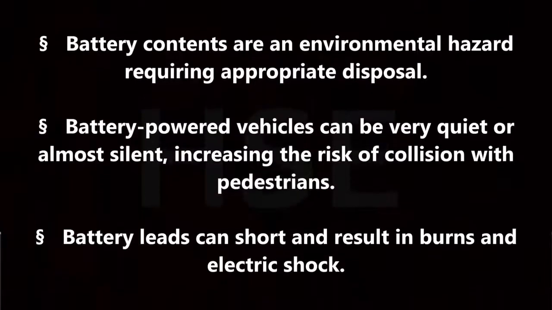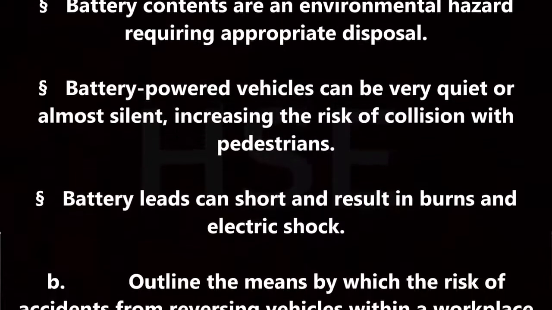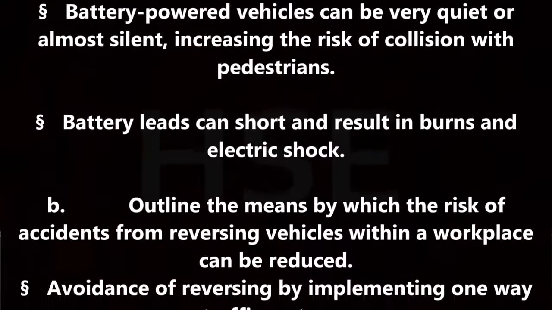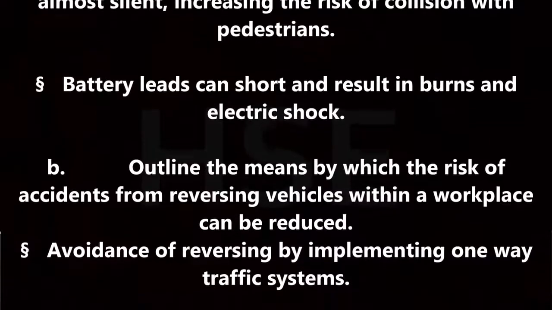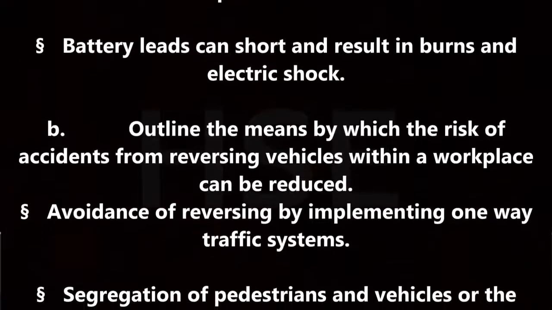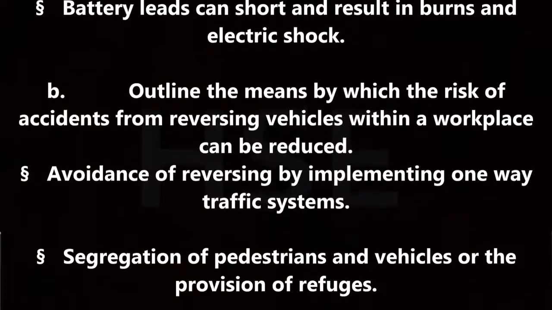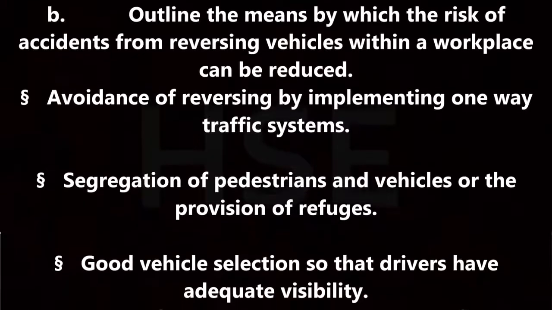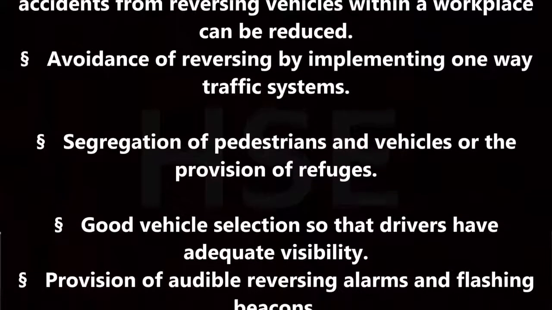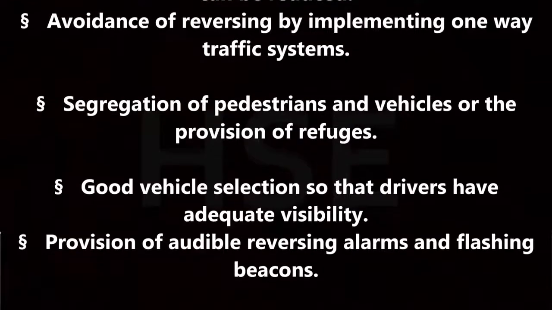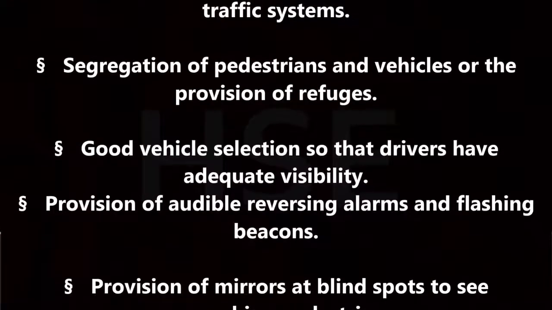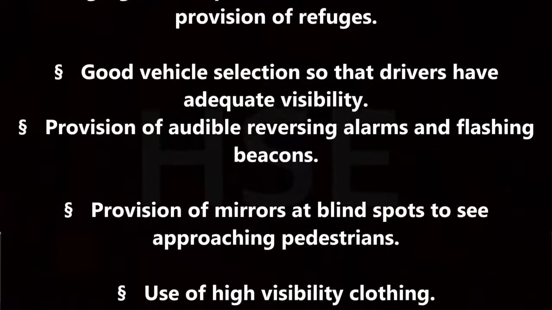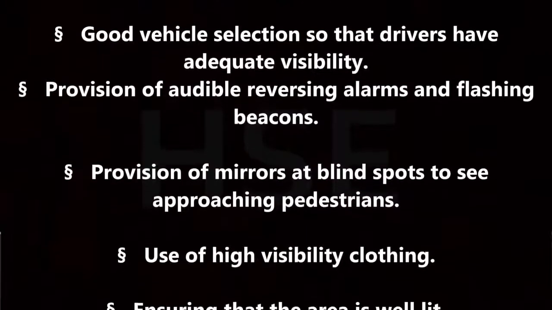B. Outline the means by which the risk of accidents from reversing vehicles within a workplace can be reduced. Page number 248. Avoidance of reversing by implementing one-way traffic systems. Segregation of pedestrians and vehicles or the provision of refuges. Good vehicle selection so that drivers have adequate visibility. Provision of audible reversing alarms and flashing beacons. Provision of mirrors at blind spots to see approaching pedestrians. Use of high visibility clothing.